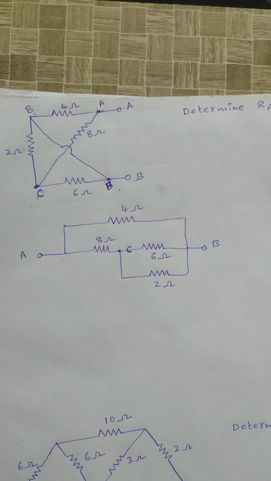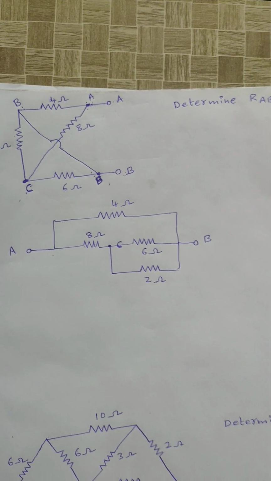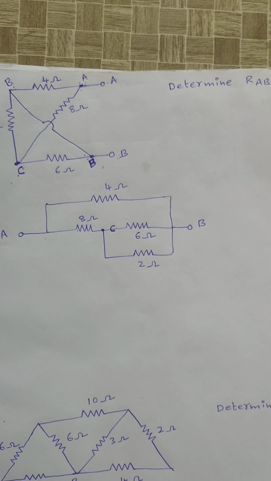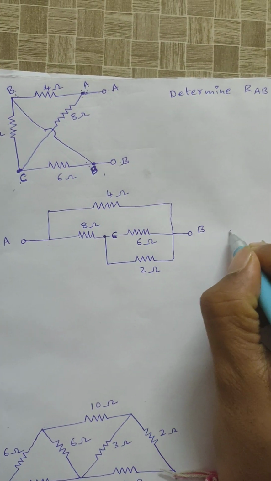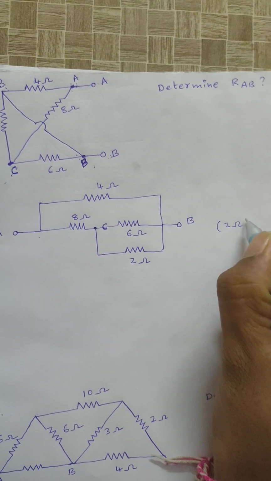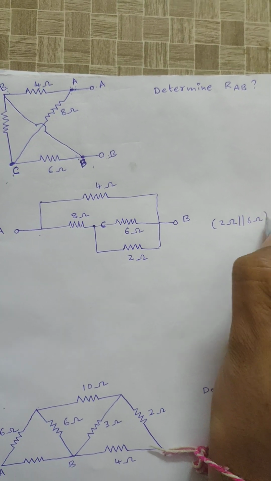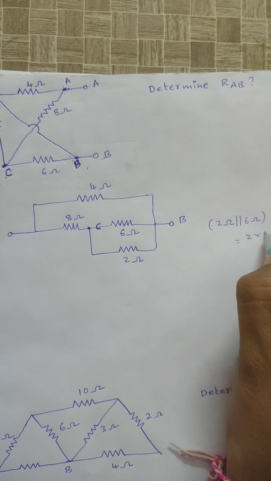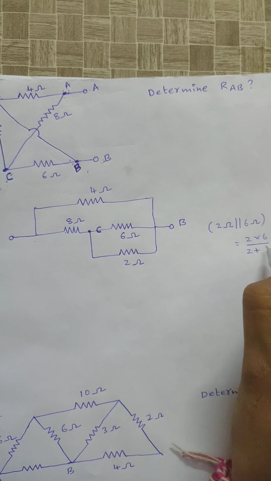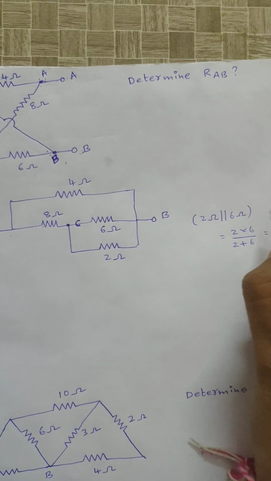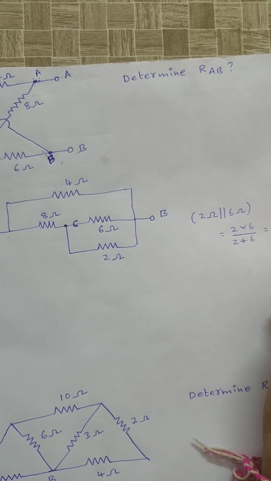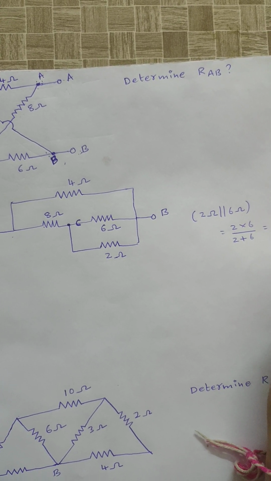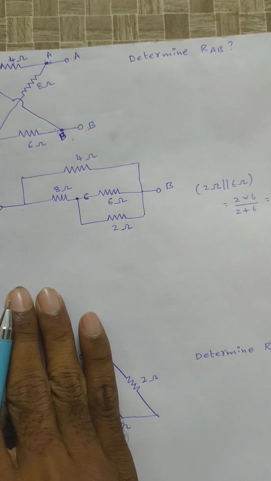A and C terminals will be 8 ohms. Now here we can easily identify whether the resistors are connected in series or parallel, right? Now see here, 2 ohm and 6 ohm are connected in parallel. Okay, 2 ohm in parallel with 6 ohm. You will get 2 into 6 by 2 plus 6, that is 12 by 8, that is 3 by 2 ohms, right?